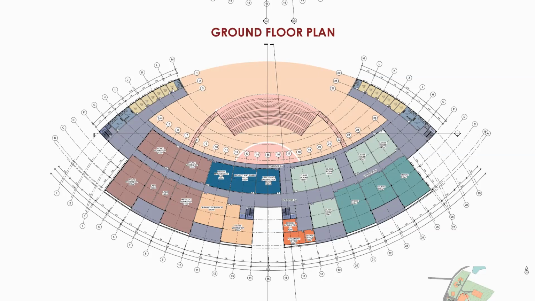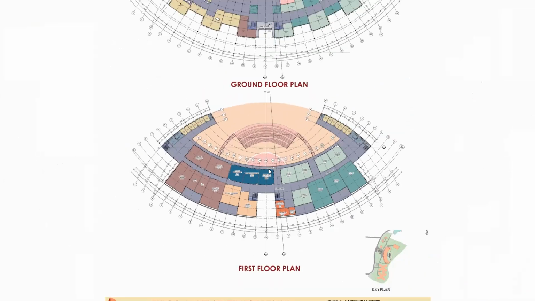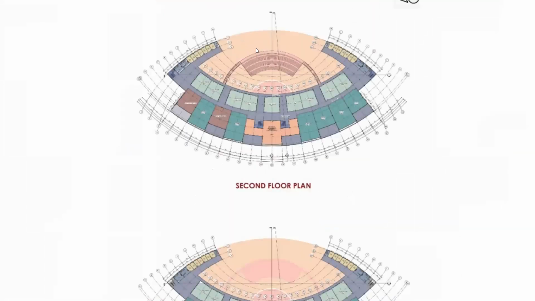And here we can see these are the faculty rooms, and separate facilities are provided for them. Here are the workshop areas: classrooms, studios, glass and ceramic workshops, design consultancy, placement office, estate office. Second floor.